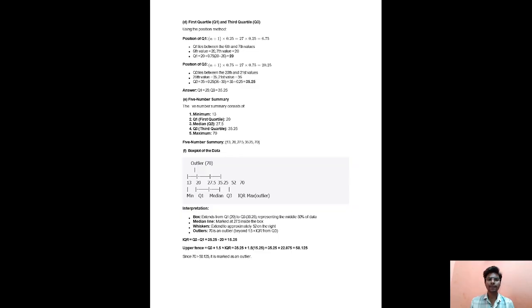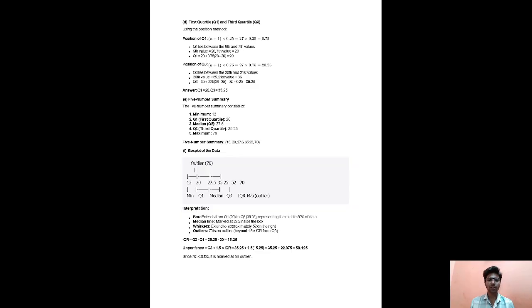Move on to the E question, the five-number summary. The five-number summary consists of: minimum 13, first quartile 20, median 27.5, third quartile 35.25, and maximum 70. That is the five-number summary.